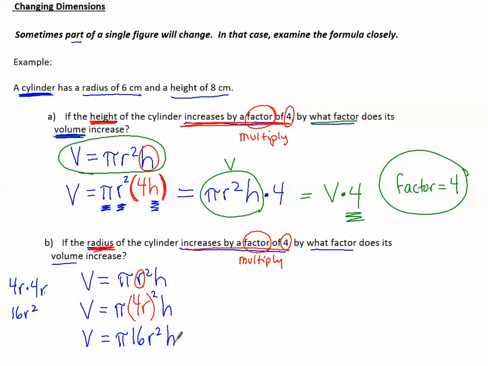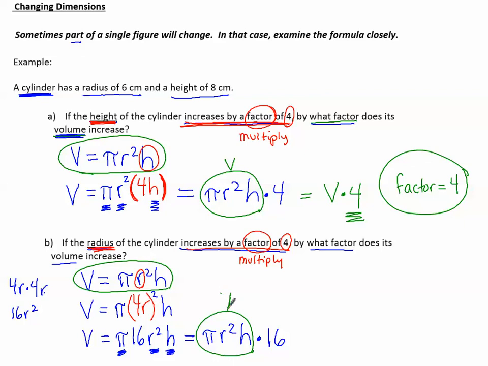Now, just like we did over here, we can rearrange so that the pi r squared h are all next to each other. Here's the pi, the r squared, and the h. So we'll rewrite this with the pi r squared h first, and then the 16 after, times 16. Again, notice all of this is our volume formula, which means this is the same as saying volume times 16. So what factor does the volume increase? This time by a factor of 16.